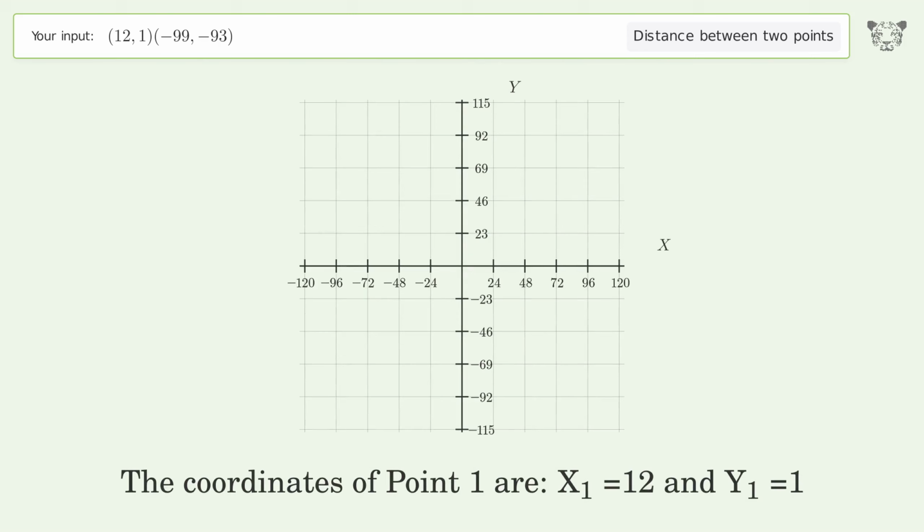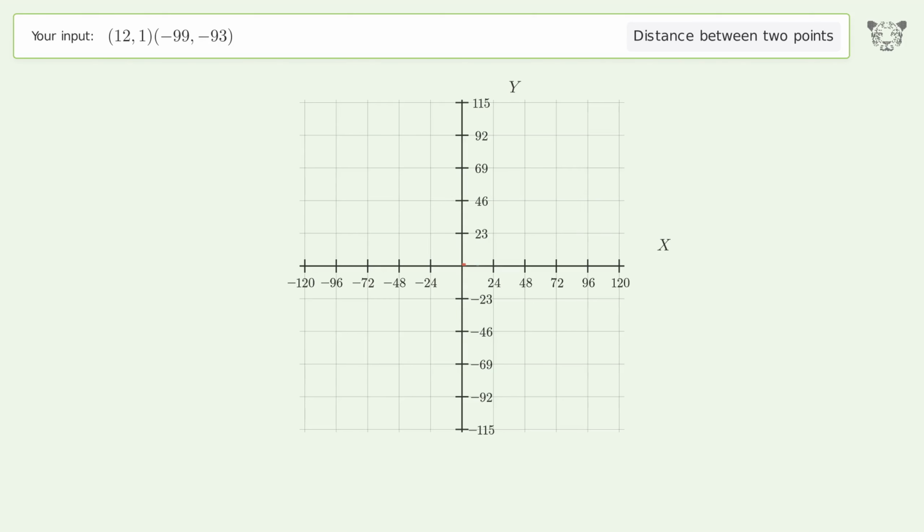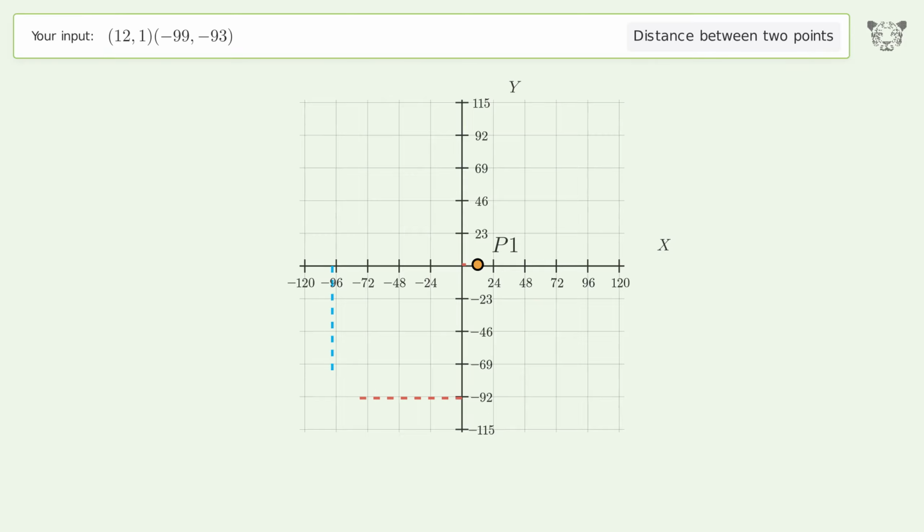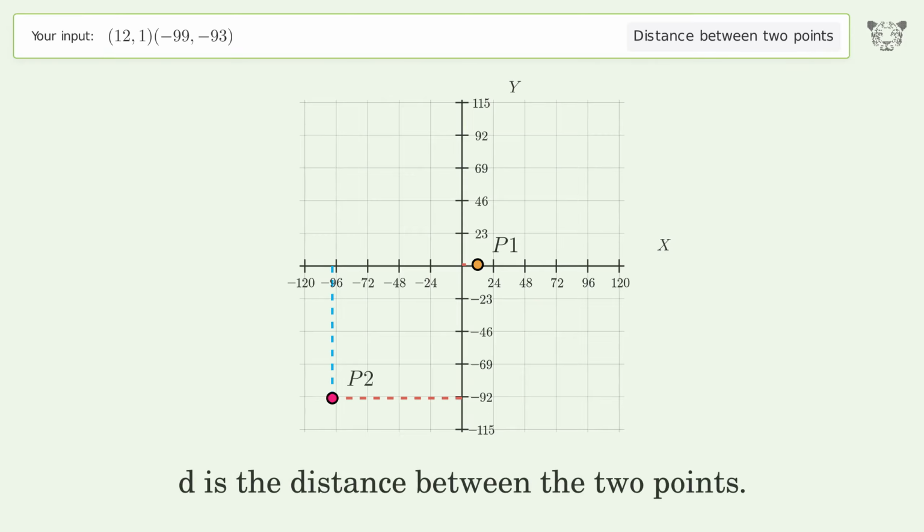The coordinates of point 1 are x1 equals 12 and y1 equals 1. The coordinates of point 2 are x2 equals negative 99 and y2 equals negative 93. D is the distance between the 2 points.